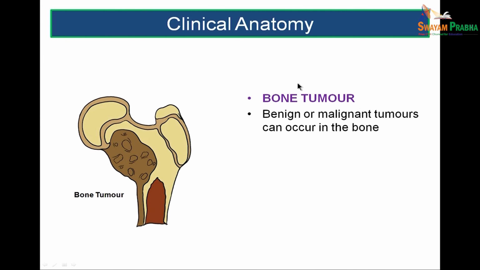Bone tumors. Bone is susceptible to benign or malignant tumors. If you see in this figure here, that is a huge bone tumor, an osteosarcoma probably in the lower end of the neck of femur.